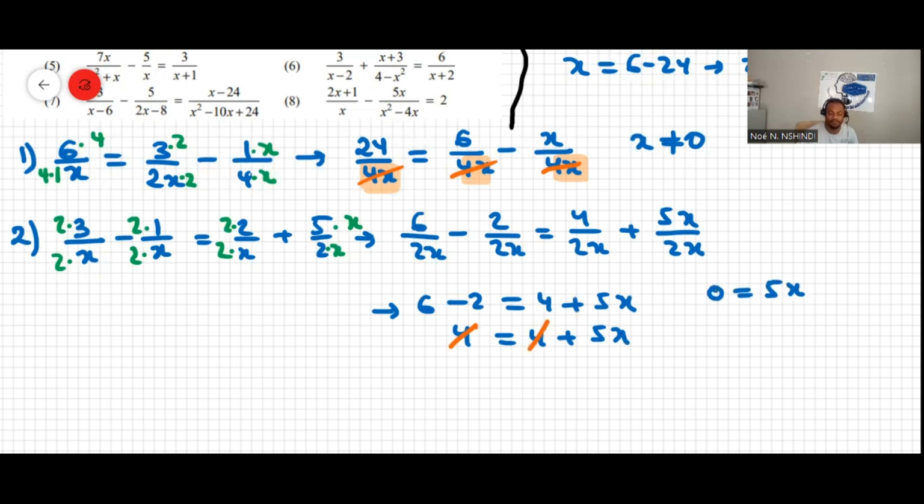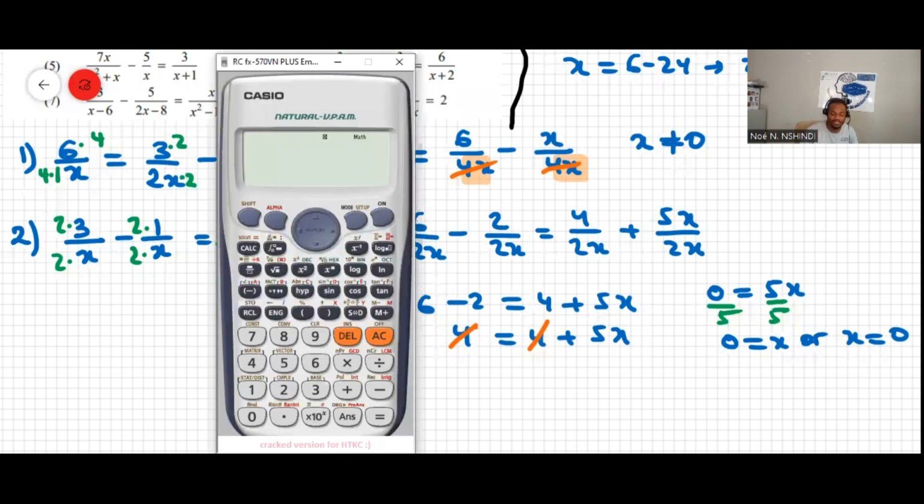If we divide both sides by 5, we get 0 equal to x, or x equal to 0. Now, can we say this is the answer? No, this cannot be the answer because at the moment that x is 0, the initial equation would be undefined. If we imagine that we sub 0 in for x, it's going to be 3 over 0, and 3 over 0, we can check in the calculator.